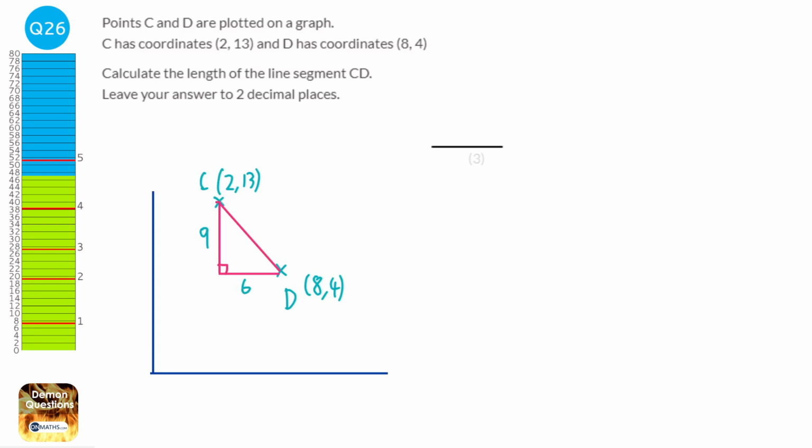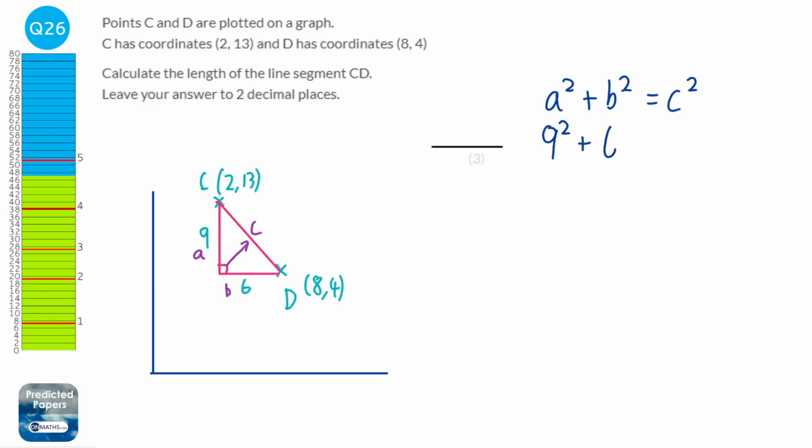So with Pythagoras, we are going to label the sides. And so we've got A here, we've got B here, and then C has to be the one opposite the right angle. And we're just going to write out the formula, which is A squared plus B squared equals C squared. And A we've said is 9, and B we've said is 6.